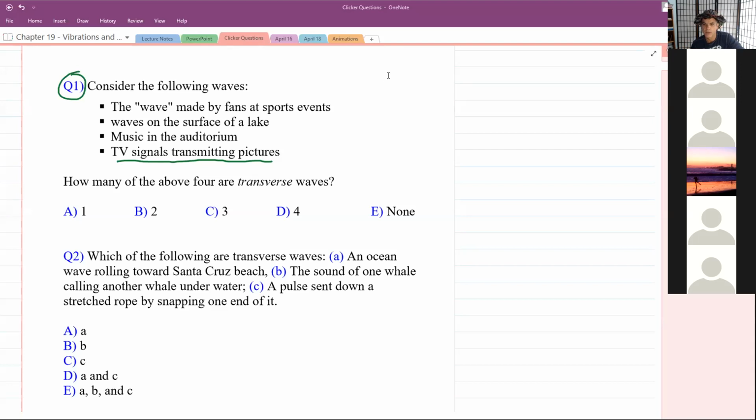Yes, we can see it. Oh, excellent. So the question is, how many of the above 4 are transverse waves? So I set this up just as sort of a generic poll for any clicker question. At most, there are 5 choices. So take about 30 seconds. Out of those 4 different waves, how many of those do you think are transverse waves? And just so you know, this is completely anonymous, so that I don't know who's answering what.